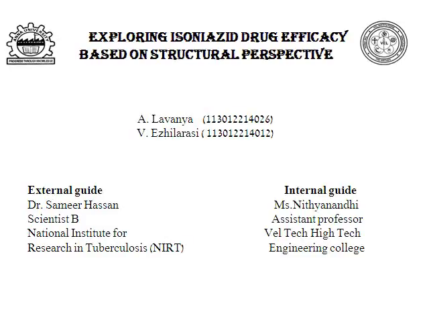This project is about exploring isoniazid drug efficacy from a structural perspective. Isoniazid is an anti-tubercular drug, a first-line drug used to treat TB, and it is the cheapest of all the other drugs and is available worldwide. So we took isoniazid as the drug of interest.